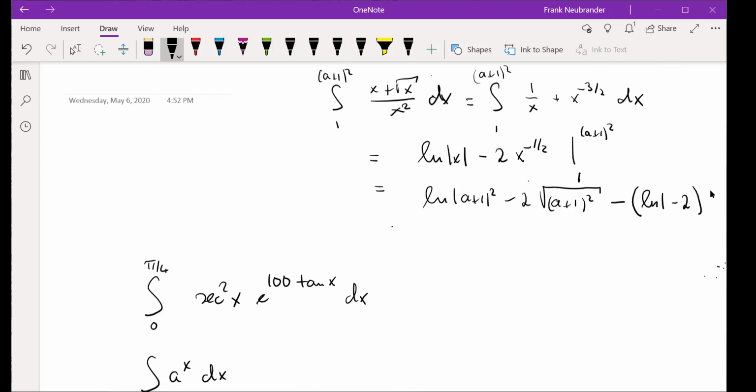And now if you simplify it, the 2 comes down, 2 times the logarithm of a plus 1. The square root of a plus 1 squared is 2 times the absolute value of a plus 1. The logarithm of 1 is 0, and the minus minus gives a plus 2. So that will be your final result. And that is by doing algebra.